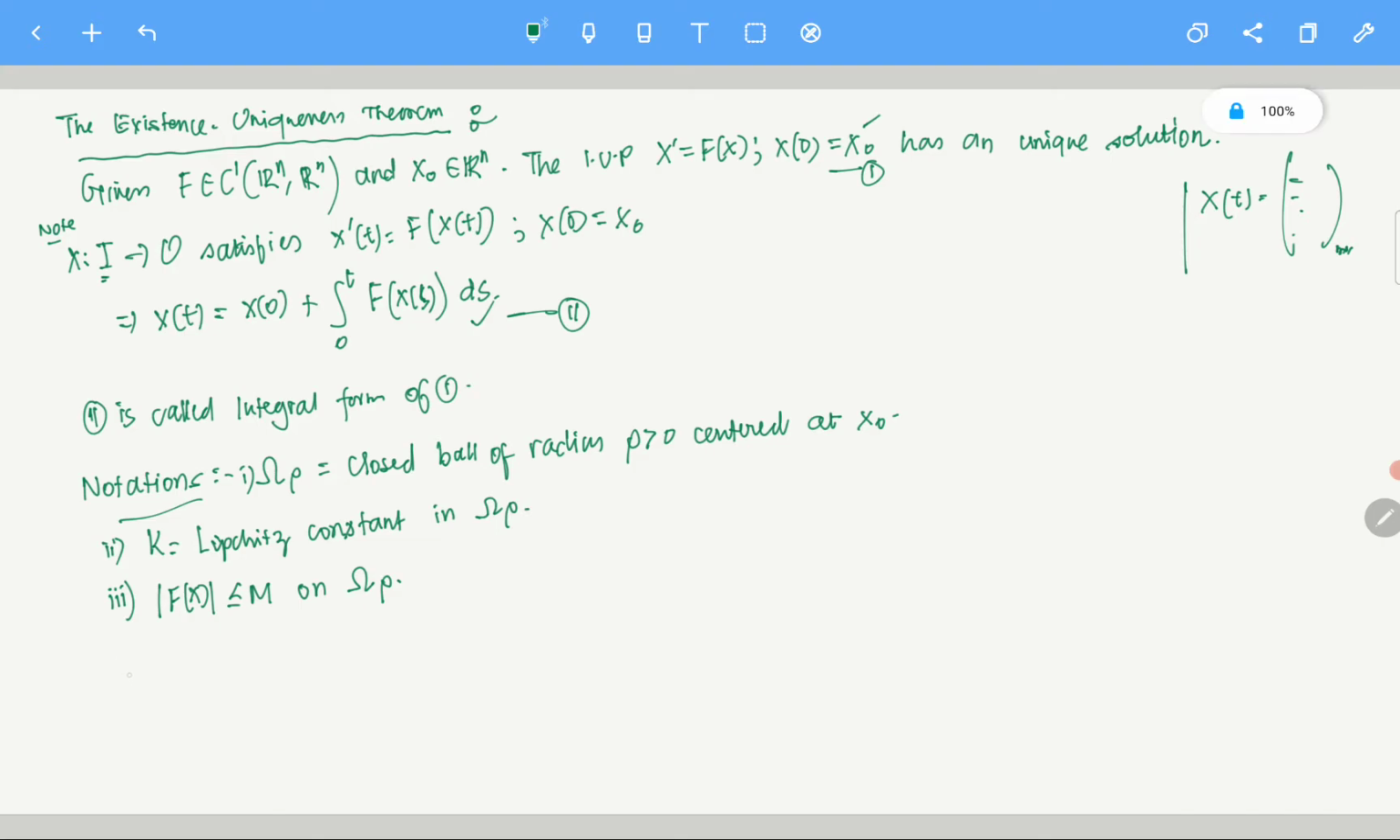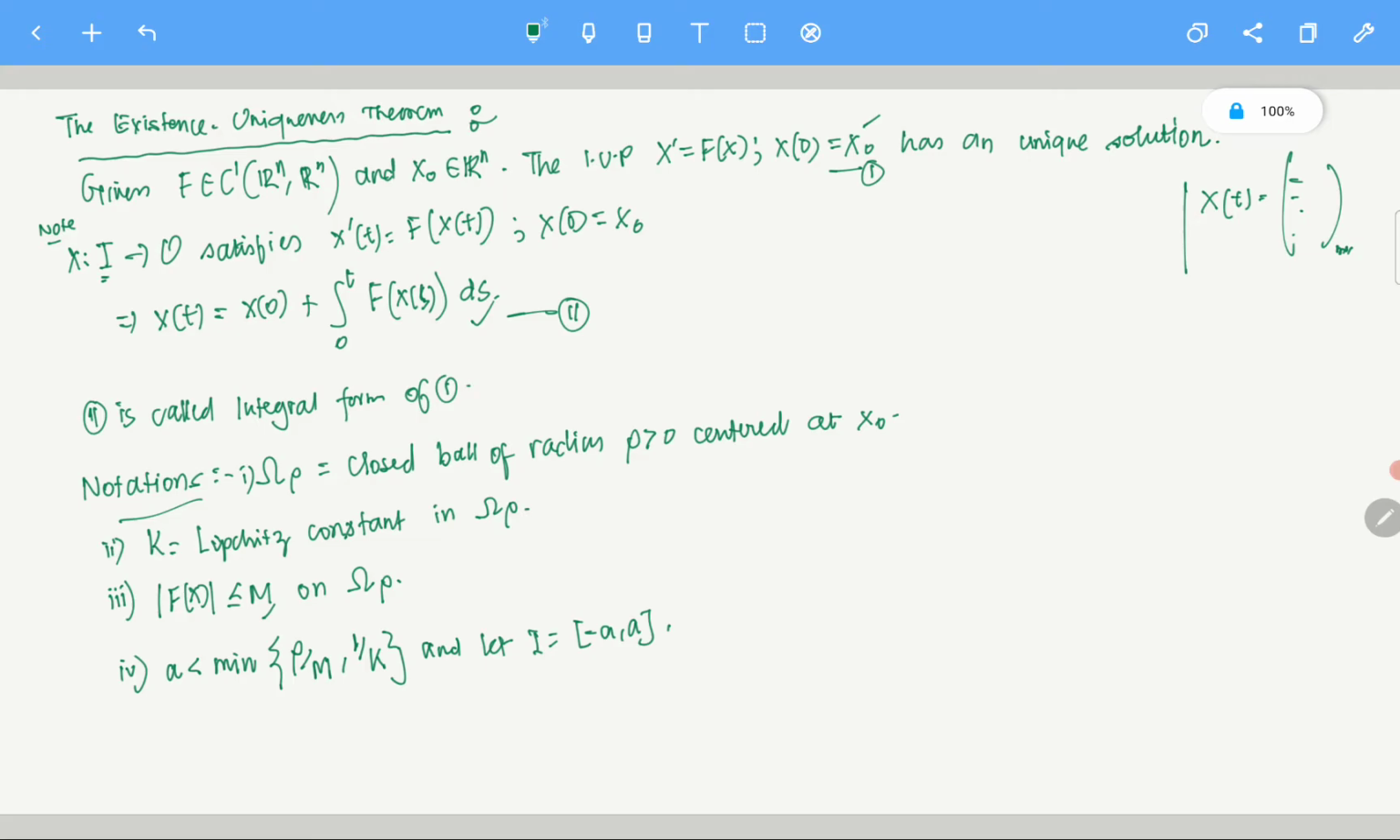Now, number 4, we'll also choose something like this. We'll choose a to be less than, it is the minimum of rho by m, where rho by m is the maximum, and 1 by k, the Lipschitz constant. Clear? And let I be minus a to a. So this is the I which we will be talking about. I hope this is clear. So this t I am taking to be from I.